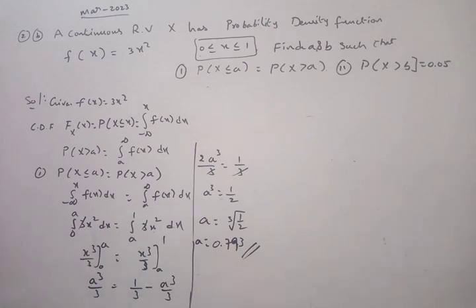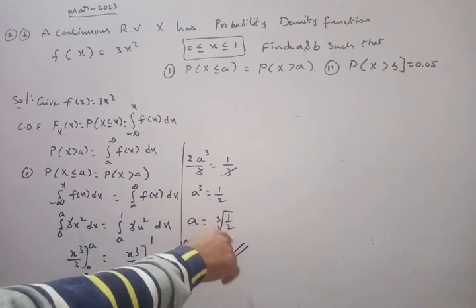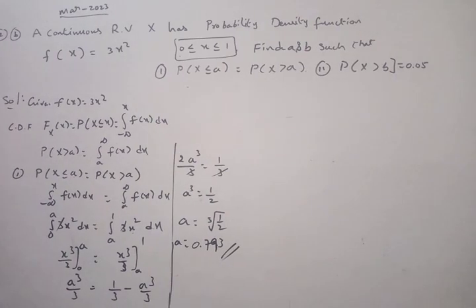If I substitute the f of x value, I get 3x² on both sides, and the 3 gets cancelled. The integration of x² is x³ by 3, limits are 0 to a, and x³ by 3 with limits a to 1. Substitute the upper limit a³ by 3, lower limit 0, upper limit 1 by 3, lower limit minus a³ by 3. Taking this to that side, it becomes 2a³ by 3 equal to 1 by 3. The 3 gets cancelled, so a³ is equal to 1 by 2, so a is equal to the cubic root of 1 by 2. Using the calculator, I got the value 0.793. That is the value of A.